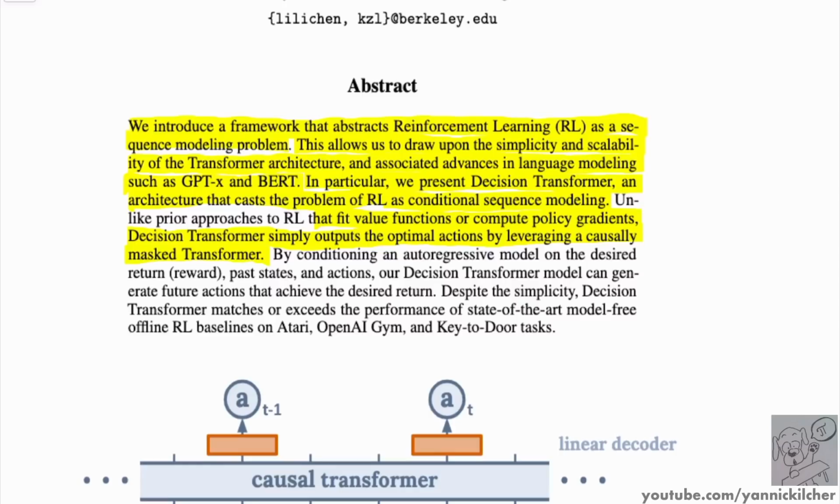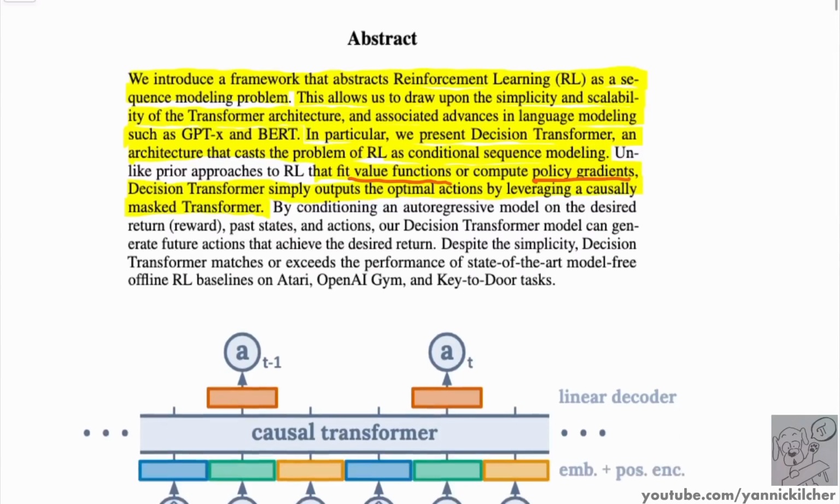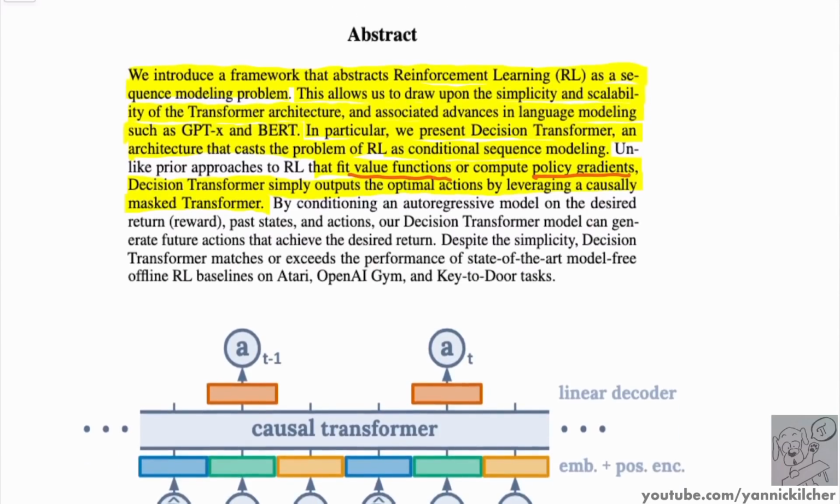Okay, so as I said, they ditch things like policy gradients or value functions, none of that. We're simply going to do sequence modeling right here. By conditioning an autoregressive model on the desired return, past states and actions, our Decision Transformer model can generate future actions that achieve the desired return. So a key concept here is going to be this desired return thing. There are multiple ingredients to this paper. There's a lot to unpack right here.